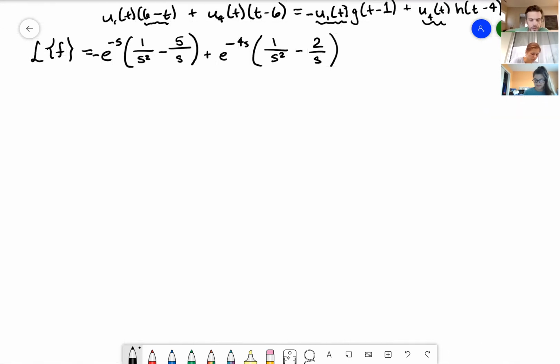Okay. So use the Laplace transform to solve the following initial value problem. y double prime plus 4y prime equals 0. y of 0 equals negative 3.